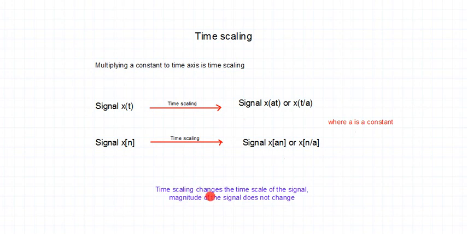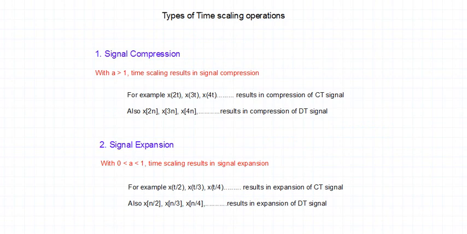Time scaling changes the time scale of the signal. The magnitude of the signal doesn't change. This is very, very important, friends, that magnitude doesn't change. What changes is the time. The magnitude remains the same. It is very essential for you to understand that we are not going to disturb the magnitude or the amplitude of the signal. What is going to change is the time. Let us understand this with proper visualization of the signals.